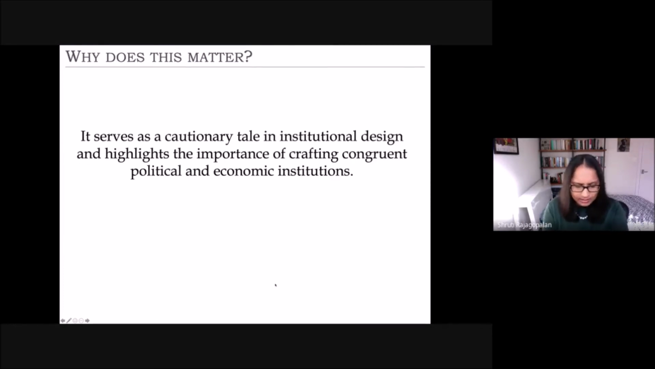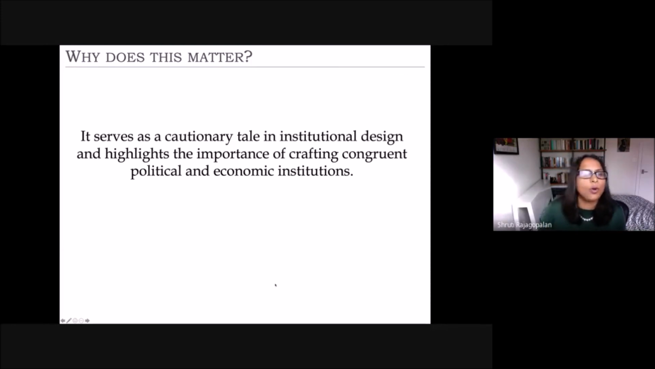Now, I'll just end in a couple of minutes. Why does this matter? This matters for two reasons. One, it serves as a cautionary tale in institutional design. It highlights the importance of why we need to craft institutions which are congruent, which can work with each other. So just because we throw in directive principles and start implementing more and more of the socialist policy doesn't mean it's possible just because it's in the same document. The principles need to function with one another.